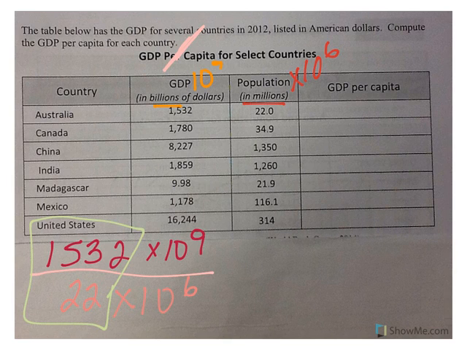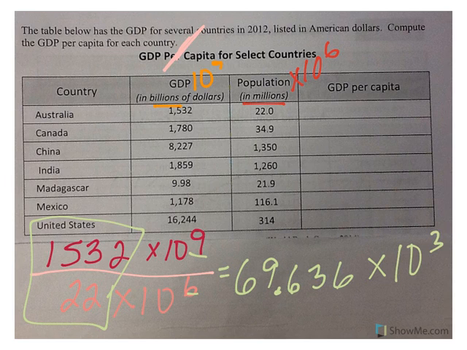If I divide these two numbers, I get 69.636. That's a decimal point. And then you subtract your exponents because we're dividing, so times 10 to the third power. Well, when you're talking about gross domestic product per capita, we don't want to talk about things in scientific notation. We're talking about money. So I'm going to take that scientific notation and change it to standard form. So positive 3, I'm going to take my decimal point and move it 1, 2, 3 places.